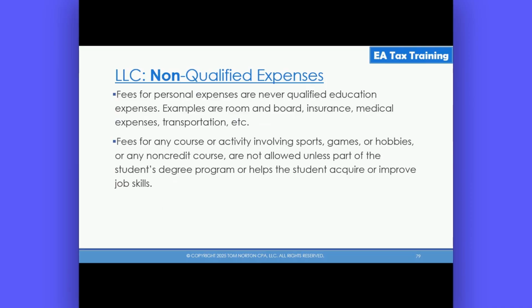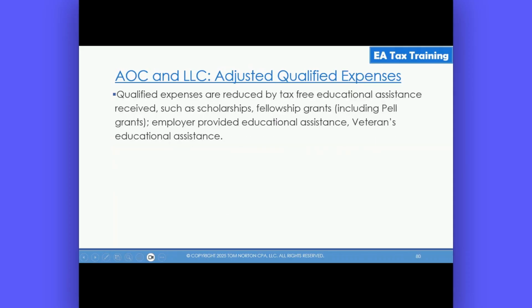Non-qualified expenses for the LLC. Very much the same as with the AOC, with one little bit different in the second bullet point. First bullet point, exactly the same. Personal expenses, room and board, those are not qualified expenses. And then the fees for any course or activity involving sports, games, or hobbies are not allowed unless it's part of the student's degree program or it helps the student acquire or improve job skills. So that's a little bit different. That last phrase there is different than we saw with the AOC.